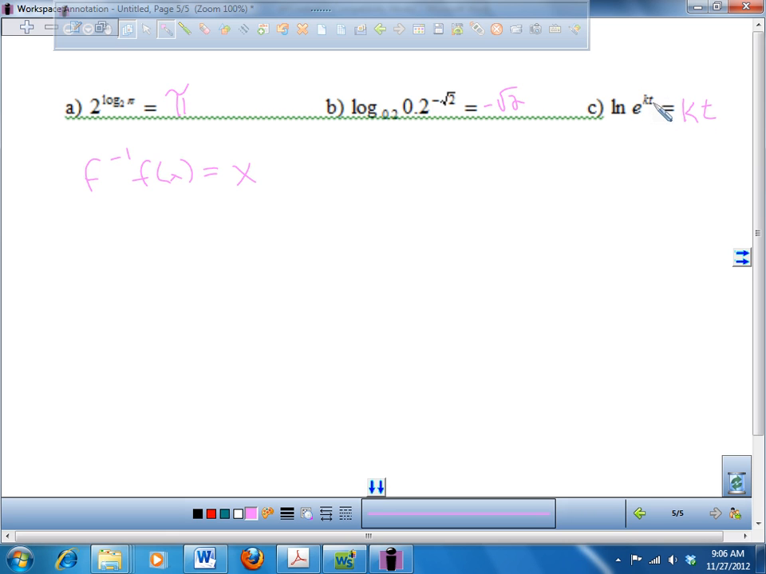And this one is very useful. This comes up a lot in exponential growth, real life problems and so forth.